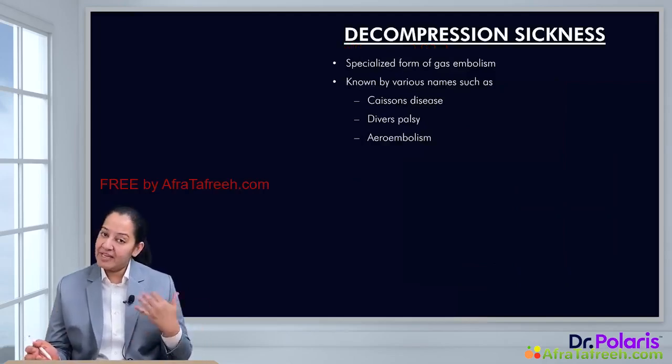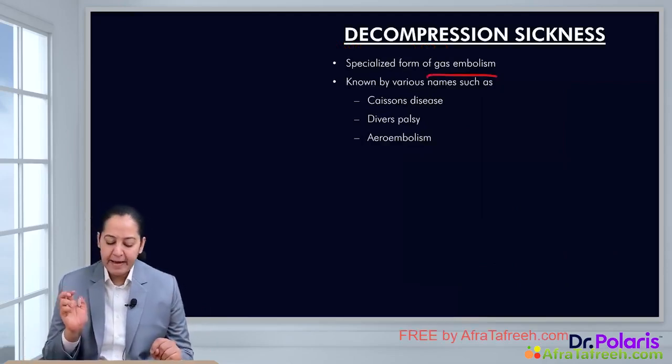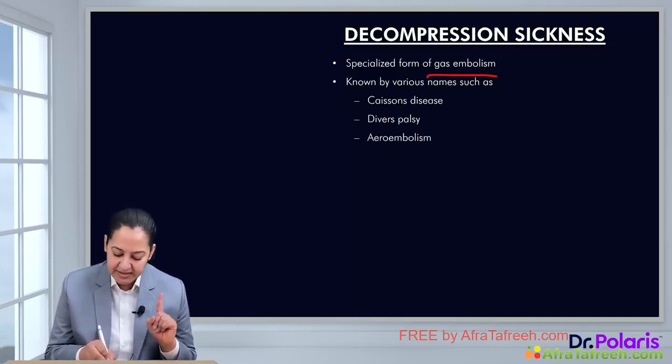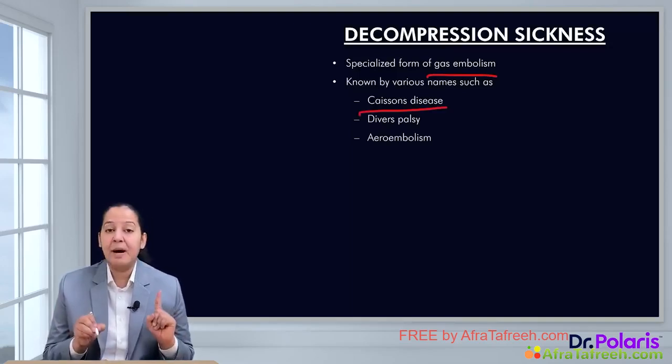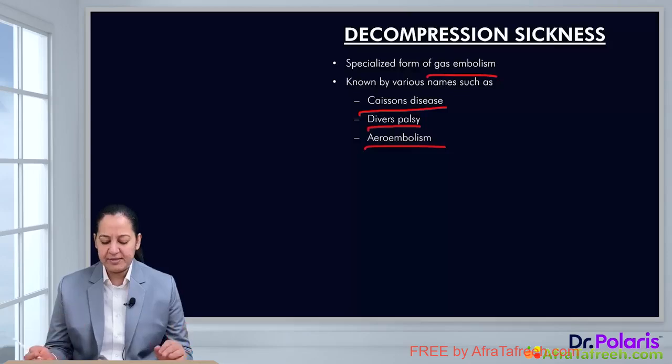Now coming on to decompression sickness. It is one of the types of gas embolism. Decompression sickness is a special type of gas embolism. It is known by various names. It is known as Caisson's disease. It is known as diver's palsy. It is known as aeroembolism. These are the various names given to decompression sickness.